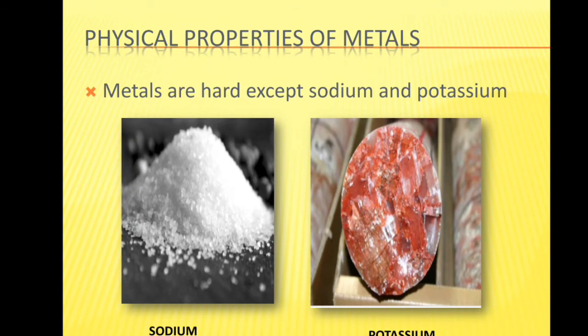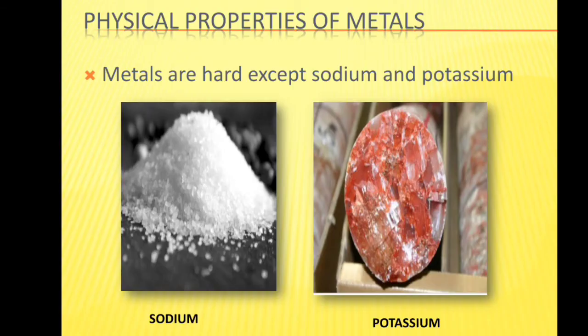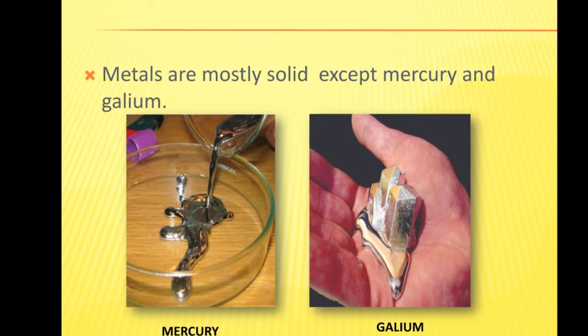Now let's know about the physical properties of metals. Metals are hard except sodium and potassium. These are soft metals, but all other metals are hard. Next, metals are mostly solid except mercury and gallium. These are exceptional, because though they are metals, at room temperature mercury and gallium become liquid.